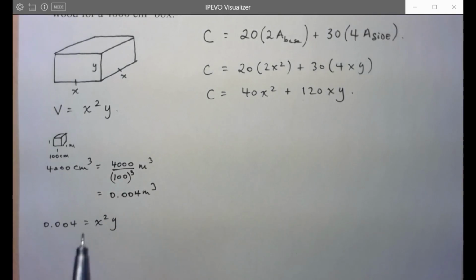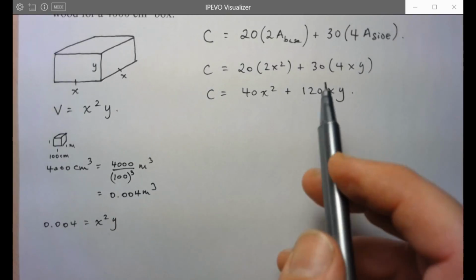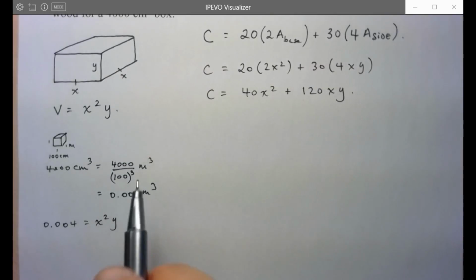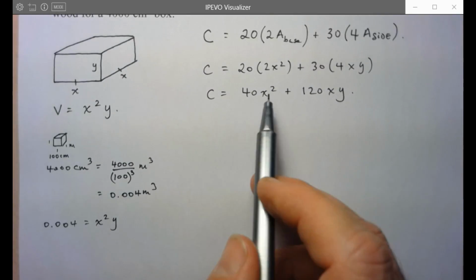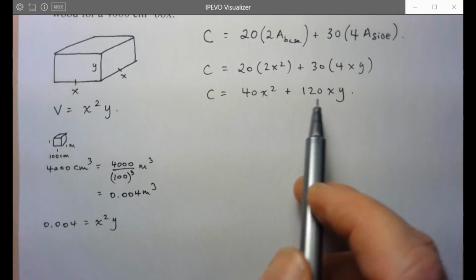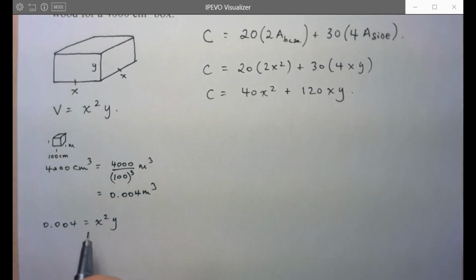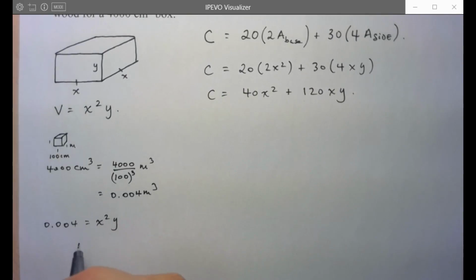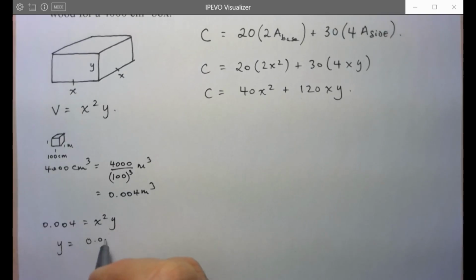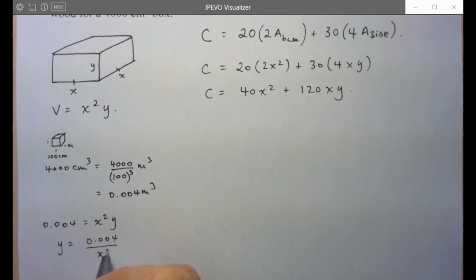And so that means I can either write y in terms of x or x in terms of y. I'm going to choose to write y in terms of x, because if I isolate x, I'm going to have to end up with a square root at a certain point, because here I have x squared, whereas here I just have x, and I'd like to avoid ending up with a square root in my equation if I can. So I'm going to write y as 0.004 over x squared.